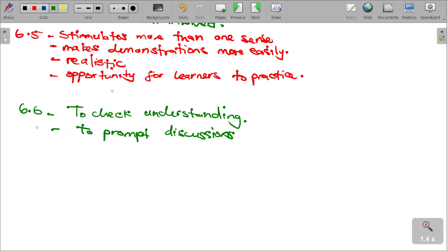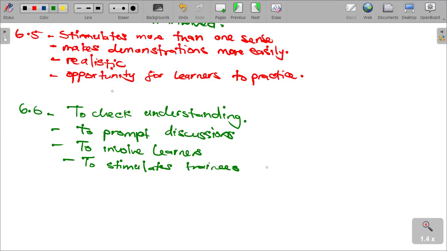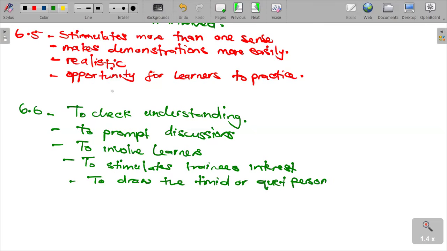And also, questions are asked to involve learners in the training process, right? And also to stimulate trainees' interest. And lastly, to draw the timid or quiet person into the discussion.